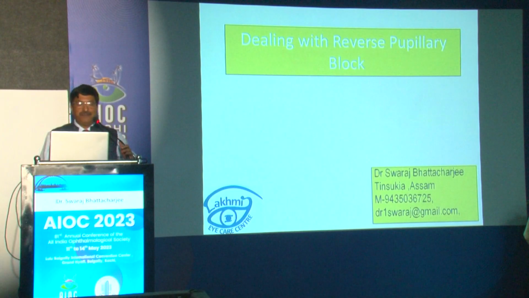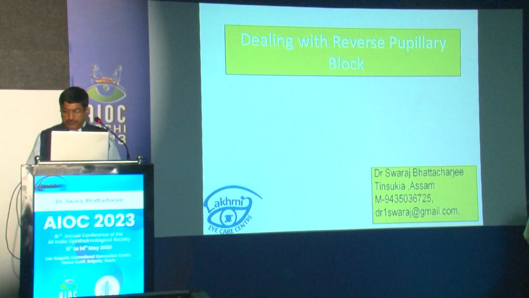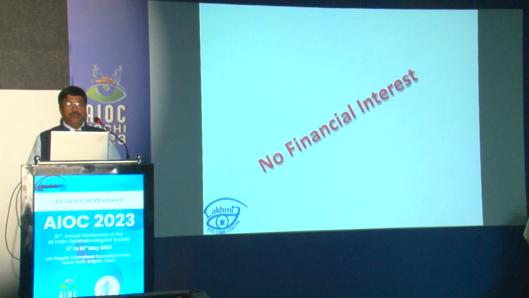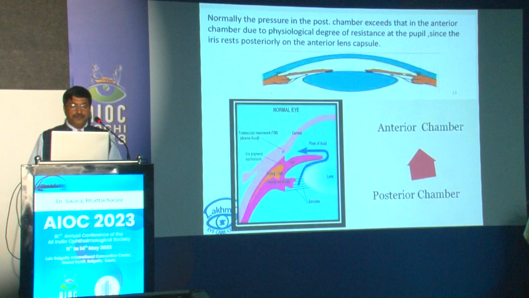Greetings from Assam. My topic is dealing with the reverse pupillary block. No financial interest, of course. Normally, the pressure in the posterior chamber exceeds that in the anterior chamber due to the physiological degree of resistance at the pupil. Since the iris rests posteriorly on the anterior lens capsule, there is a normal flow of fluid from the posterior chamber to the anterior chamber.